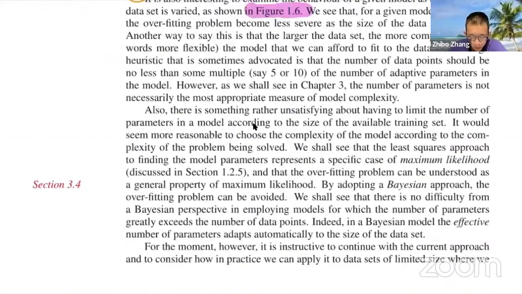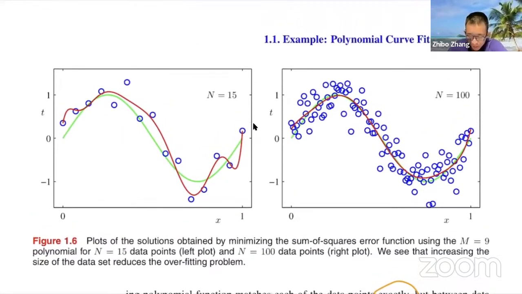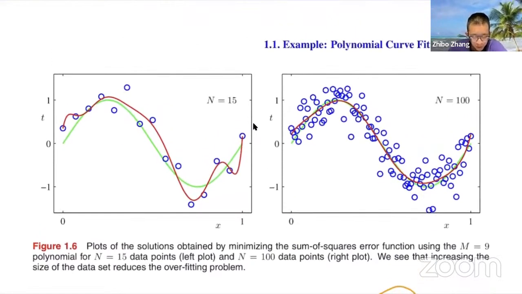So if you look at figure 1.6, it shows plots of the solutions obtained by minimizing the sum of squares error function using M equals 9. So right now we fix the order of the polynomial we choose, M equals 9. We just want to be fair. So we fix the order and increase the number of data points. The author uses N equals 15 and N equals 100 accordingly. And we see that increasing the size of the data set reduces the overfitting problem.